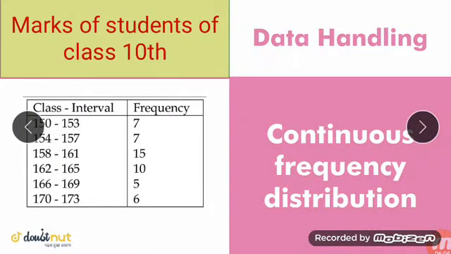Here is some more explanation about continuous frequency distribution. Here we have marks of students of class 10. The students whose marks are between 150 and 153 will fall in this class, or will be recorded in this class. So any student with marks 150.5 or 155.5 will be recorded in the first class, whereas the marks between 154 and 157, like 156 or 156.5, can be recorded in the second class. So this is continuous frequency distribution, where a range of values will be in a particular class.